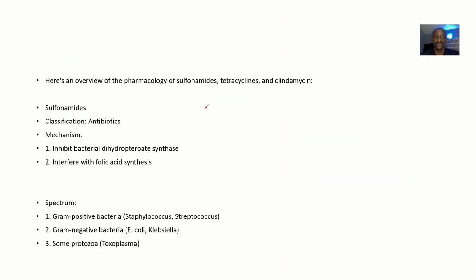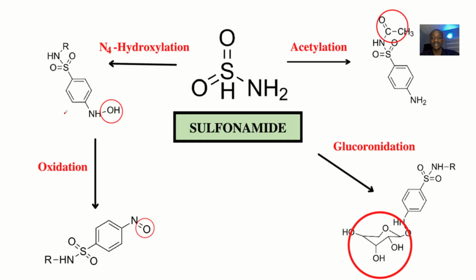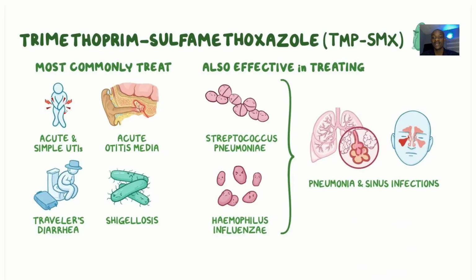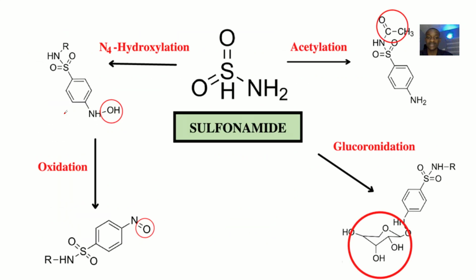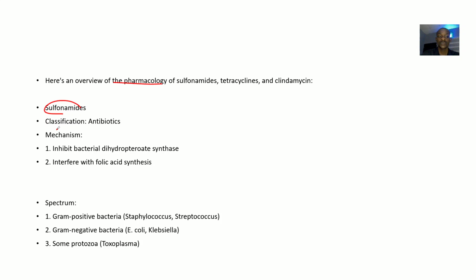All right. So here is an overview of the pharmacology of sulfonamides, tetracyclines, and clindamycin. All right, starting with the first drug, which is sulfonamide. This is a chemical structure. All right, and this is how effective this drug could be in treating a lot of bacterial infections. Okay, so the class of sulfonamides is antibiotics. If you say a drug is an antibiotic, that means it has an action against bacteria.